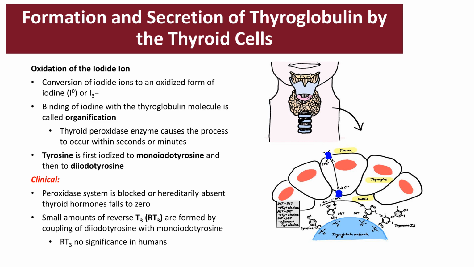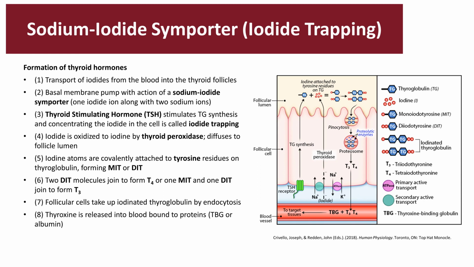The final form over here you can see is T4, and again you can see there are 4 iodines on the rings. Sodium iodide symporter, also known as iodide trapping. Most of the thyroglobulin is not released into the circulating blood. Instead, our T4 and T3 are cleaved from that thyroglobulin molecule, and then these free-form hormones are released. This is the process and step-by-step formation of the thyroid hormone.